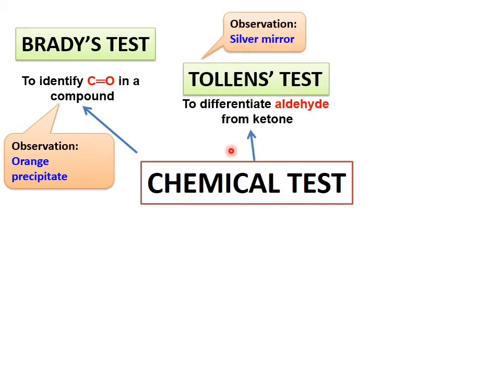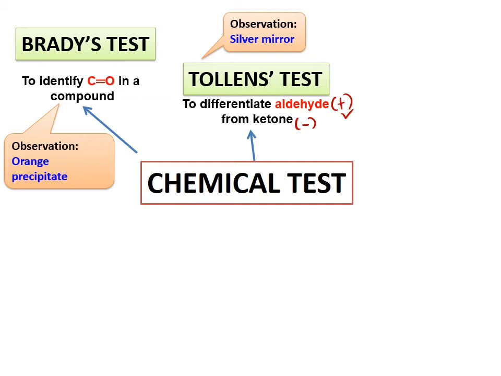Okay, next we have Tollens test. Tollens test is used to differentiate aldehyde from ketone. So aldehyde will give positive result. Aldehyde akan bagi positif, ketone akan bagi negative result. So if you have in the question ada aldehyde dengan ketone, nak bezakan, you guna Tollens test. So what is the observation? So the observation is silver mirror. Okay, silver mirror will form for aldehyde.